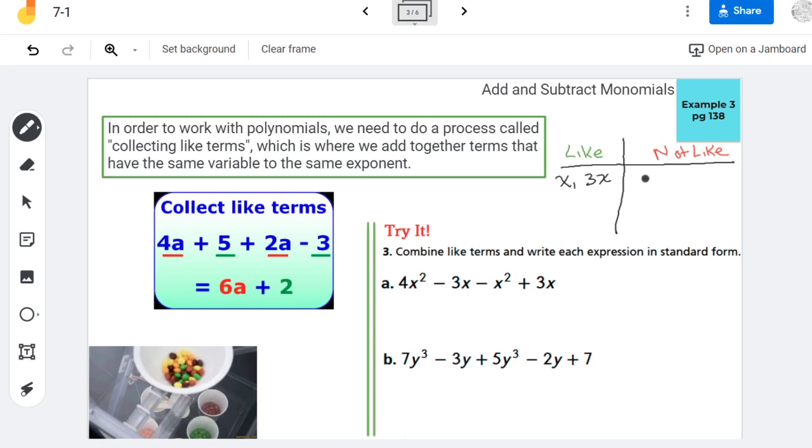A not like term would be x and x squared. See how they have a different exponent? Another example of a like term would be 4xy and 2xy. However, x and xy are not like terms because this one doesn't have a y on it.